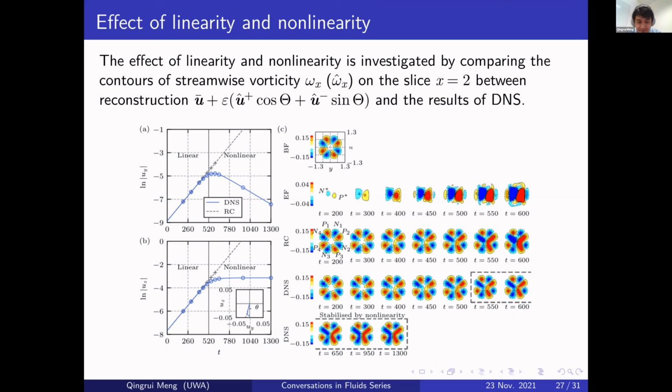We can see the nonlinear part by comparing those DNS flow fields with the reconstruction flow fields. We will find the nonlinearity will stabilize the growth of the disturbance by rotating those vortex tubes around the x-axis to the planar symmetry ones.